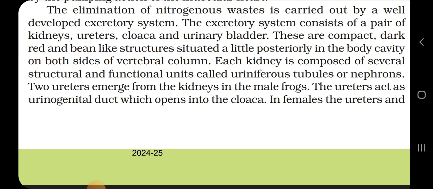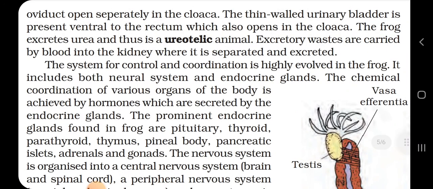The ureter acts as a urogenital duct which opens into the cloaca. In females, the ureters and oviduct open separately in the cloaca. The thin-walled urinary bladder is present ventral to the rectum, which also opens in the cloaca. The frog excretes urea and is thus a ureotelic animal. Excretory waste is carried by the blood into the kidneys where it is separated and excreted.